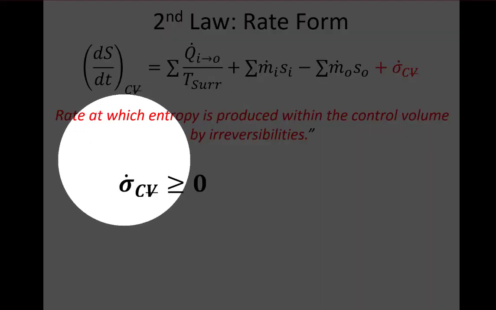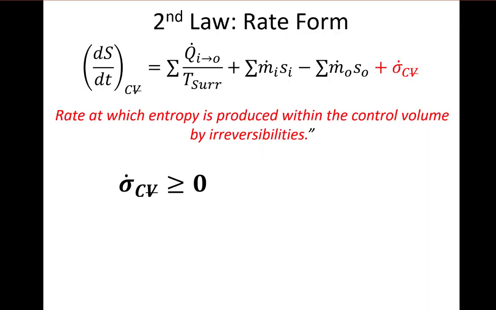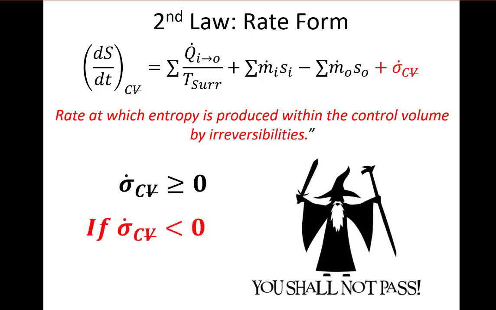There's this edge case, the limit where sigma dot is equal to 0. You can't actually do that, but it's still useful because that's like the target. That's the thing you can strive for. That's the ideal process. And then if sigma dot is less than 0, then you can't do that. That process breaks the second law and means that it cannot happen, or it shall not pass.